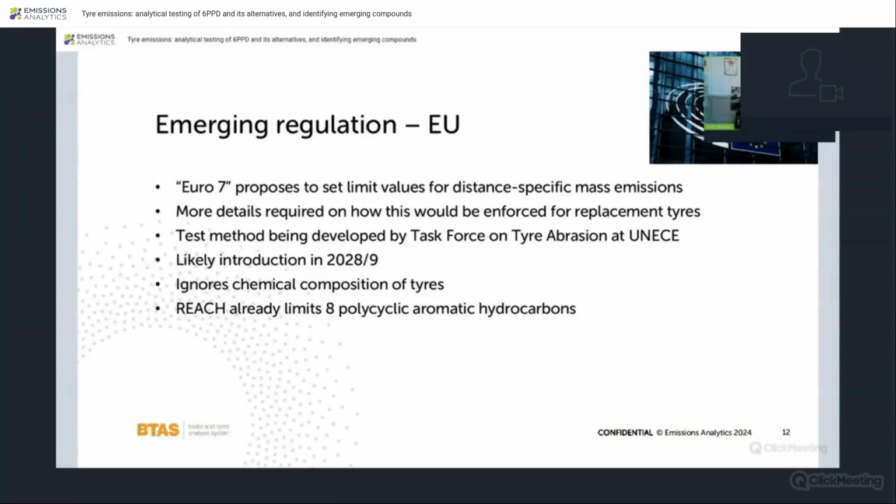To contrast, in Europe, the tyres are primarily being tackled through the new Euro 7 regulation, which will put a limit value on the distance-specific mass emissions, and so effectively reduce the underlying wear rate itself. It's a little vague at the moment how that will apply to replacement tyres, which is a crucial part of this, and we're hoping for more details on that. The methodology is reasonably well advanced, being developed at UNECE for likely introduction later this decade.